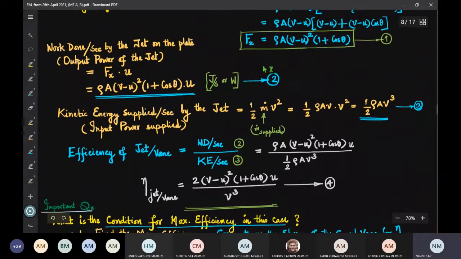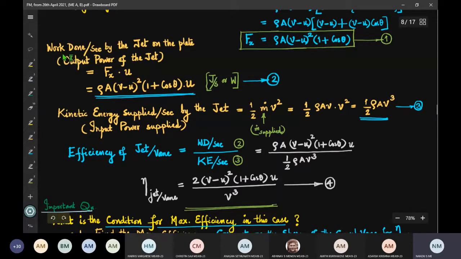And now we can find out the work done in this case. The basic steps followed in each case are the same, because the work done is always the force multiplied by the displacement in the direction of the force. So now, since the jet is horizontal, the force exerted in the x direction, that is represented by Fx, hydrodynamic thrust in the x direction, Fx multiplied by the plate velocity u, that is in the x direction. So Fx into u, that is going to be the work done per second, displacement per second.